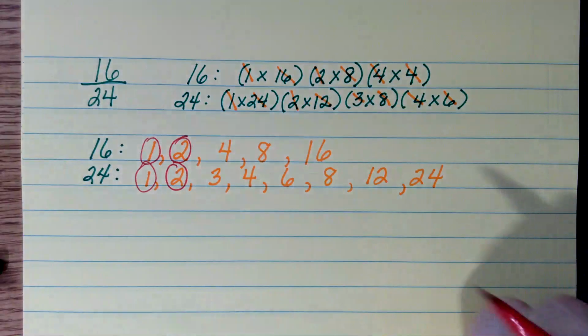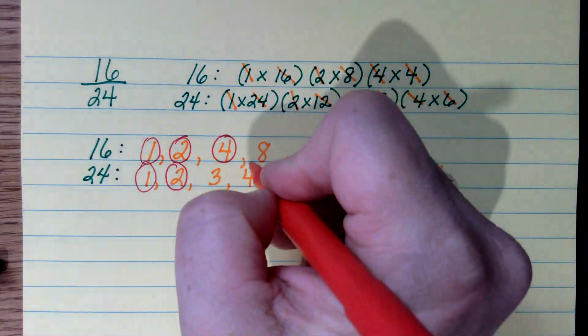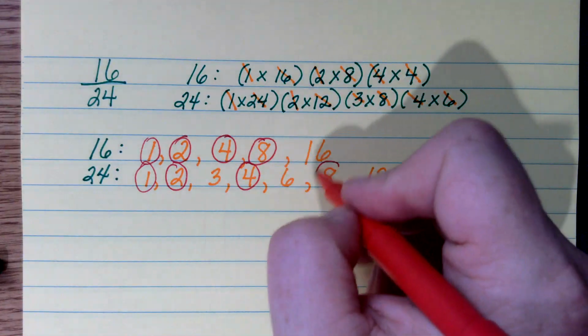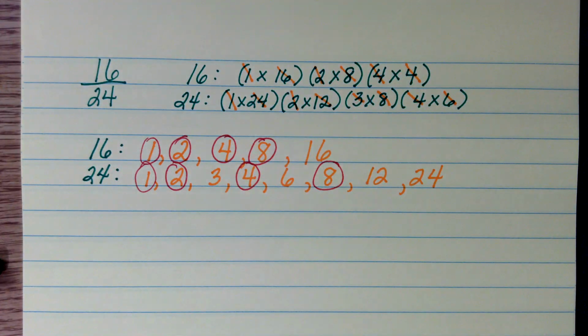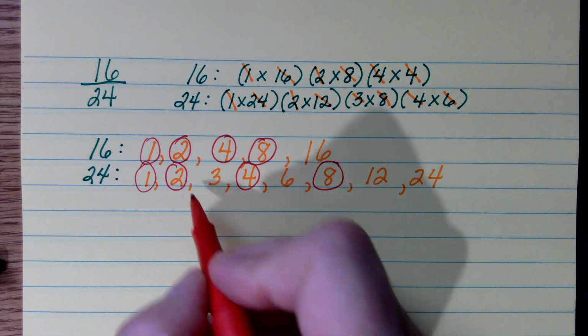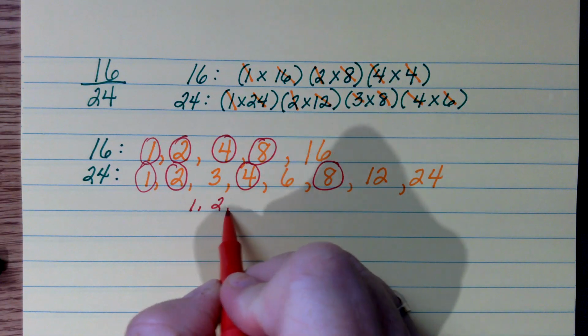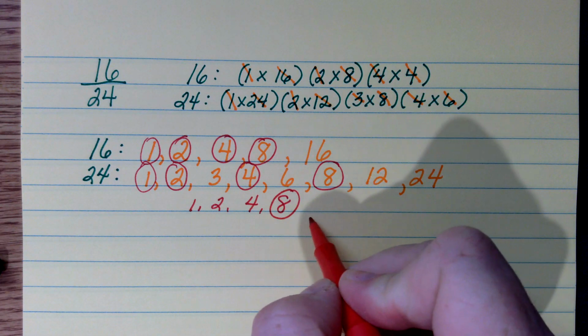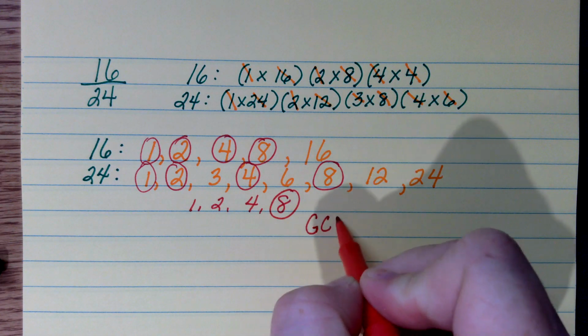Now, I see that 16 and 24 have 1, 2, 4, and 8 in common. The highest number out of 1, 2, 4, and 8 is going to be 8. 8 is my greatest common factor.